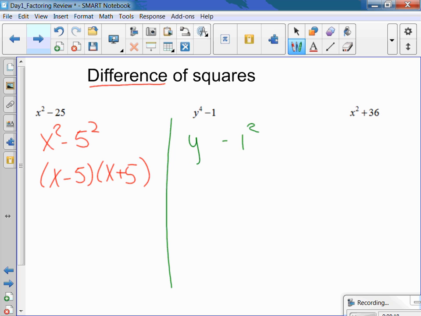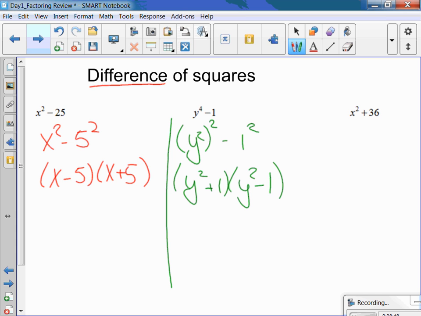Yes, test means that. Absolutely. When we raise a power to a power, we're multiplying, so y to the fourth is the same thing as y squared squared, right? So I do have 2 terms that I'm subtracting, both of them squares. So we have our y squared plus 1, y squared minus 1. We're done?